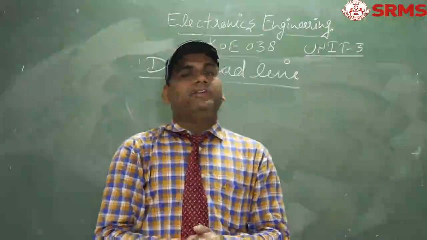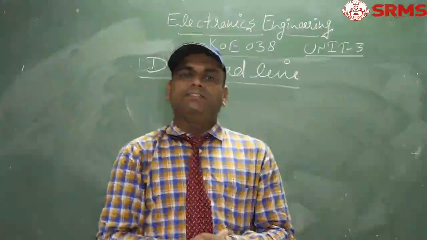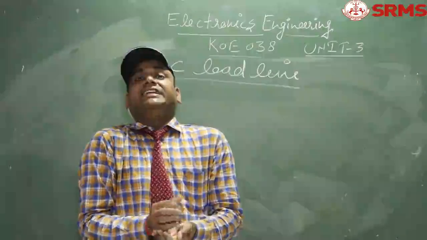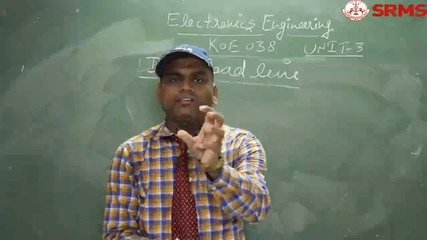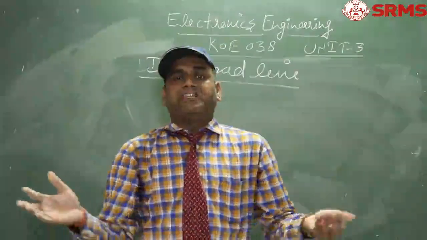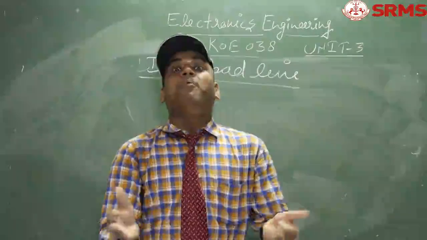In the common collector, no doubt the current gain is high, but the voltage gain is less than 1. For the common base configuration, no doubt the voltage gain is high, but the current gain, alpha, is less than 1. Is that clear? So the common emitter configuration is the best configuration as far as amplification is concerned, because the voltage gain as well as the current gain are moderate.